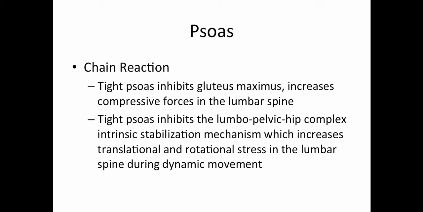There are several chain reactions that can happen with the psoas. A tight psoas inhibits the gluteus maximus, thus increasing the compressive forces on the lumbar spine. A tight psoas also inhibits the lumbopelvic hip complex intrinsic stabilization mechanism, which increases translational and rotational stress in the lumbar spine during dynamic movement.